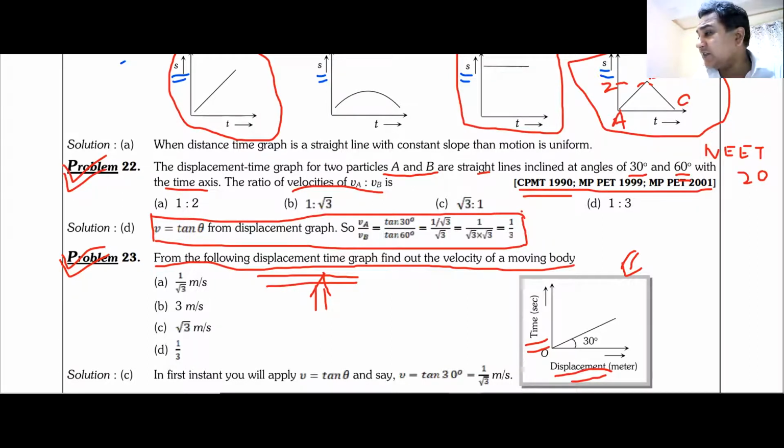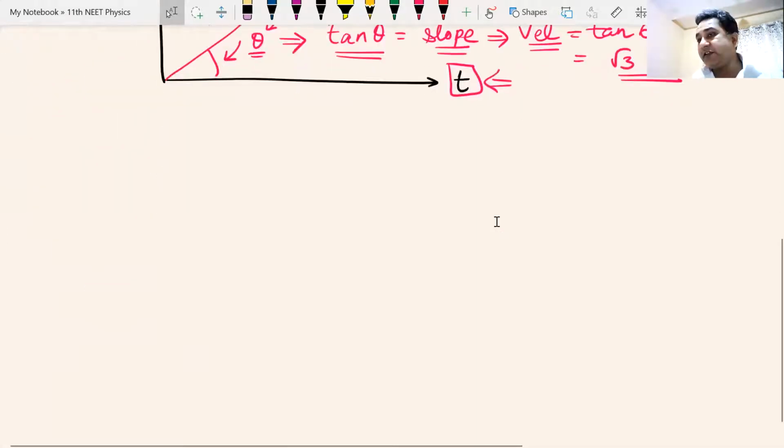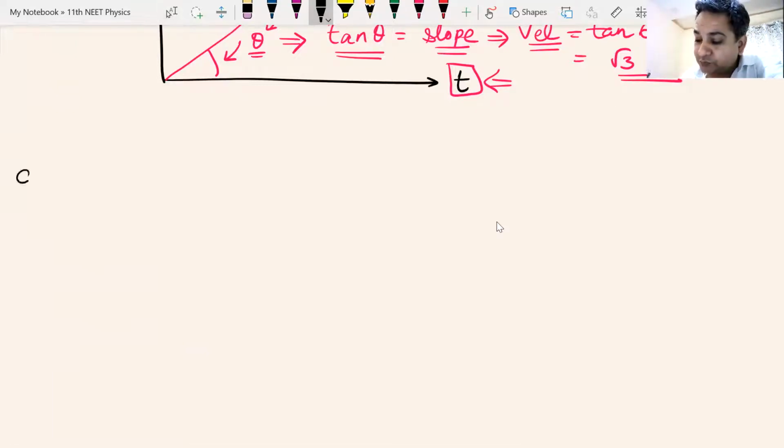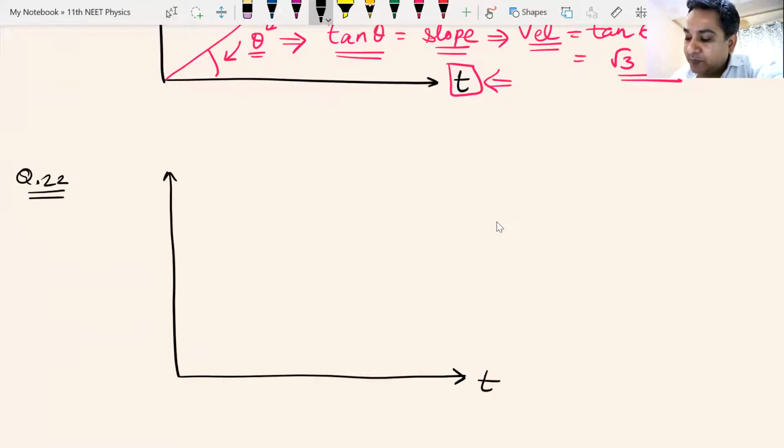So here comes the solution. Let us first draw the graph of these two. I think the screen is visible to you now. This was question number 22. So let us first draw the graph. So this is my displacement time graph. Time is plotted here. Displacement, let us say X, is plotted here.